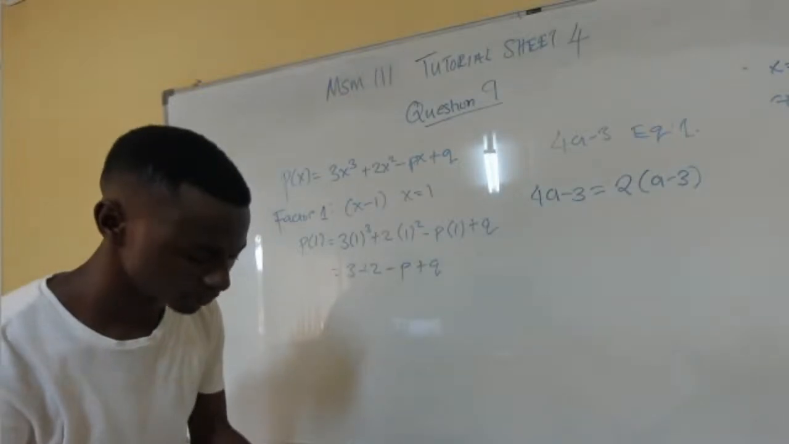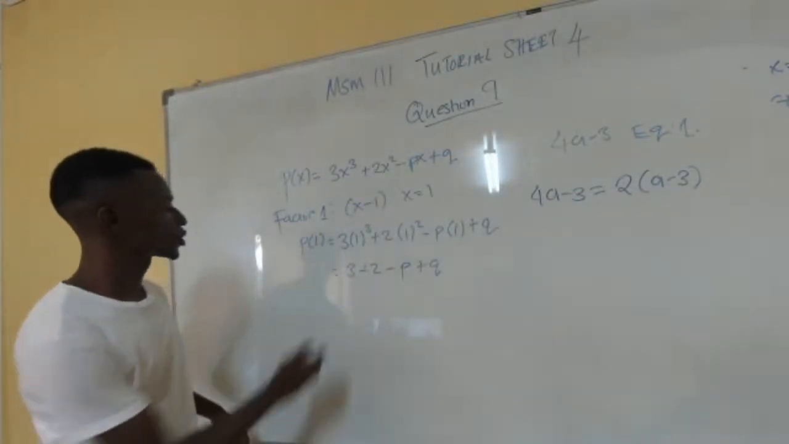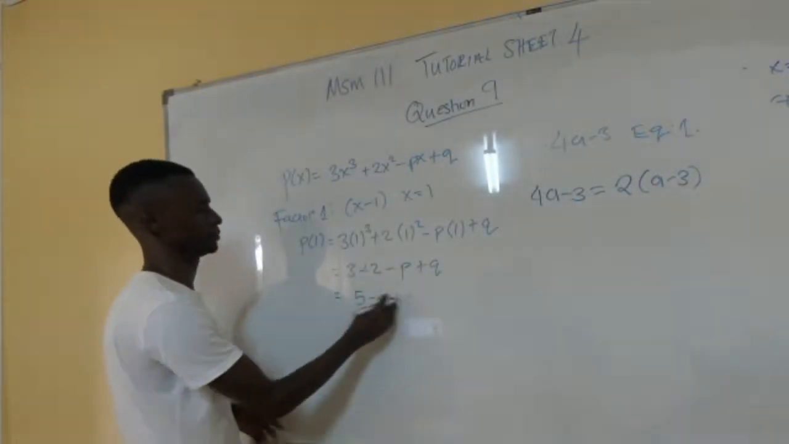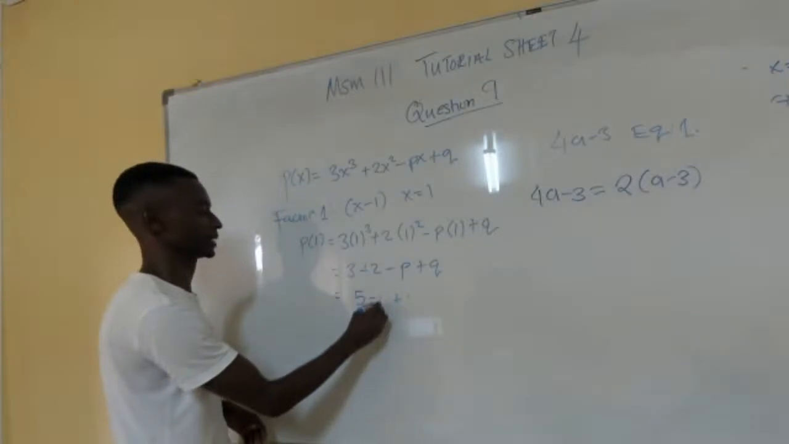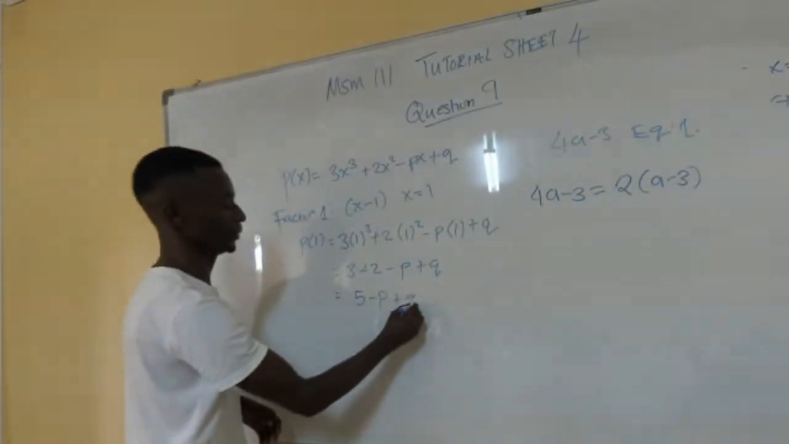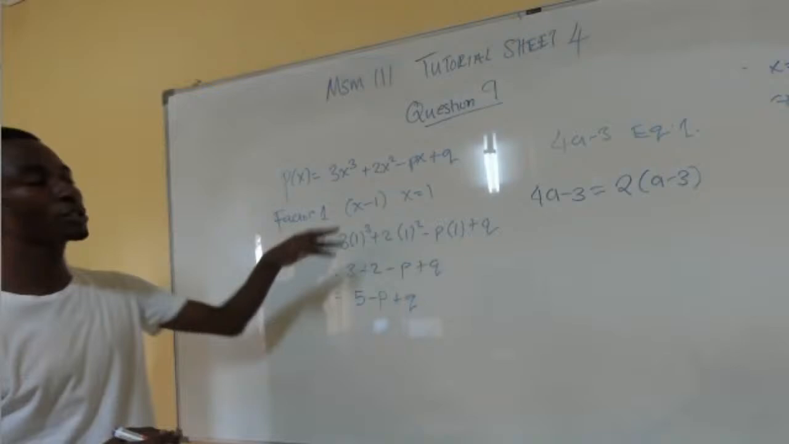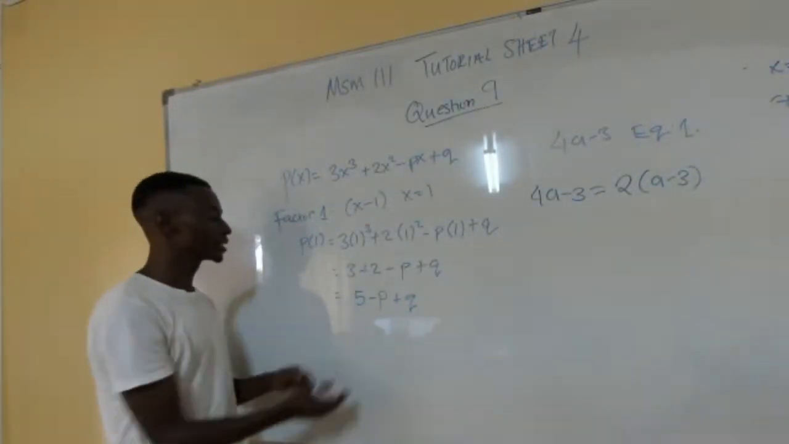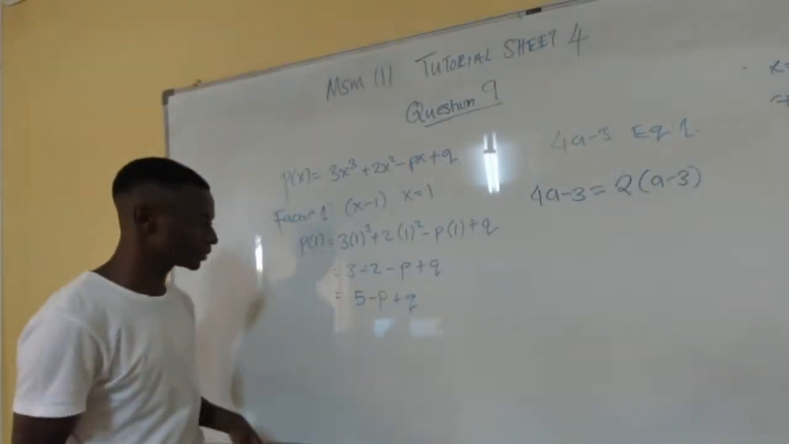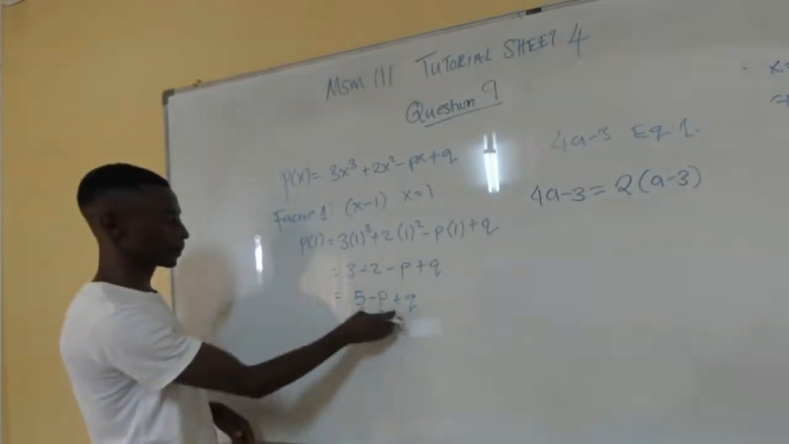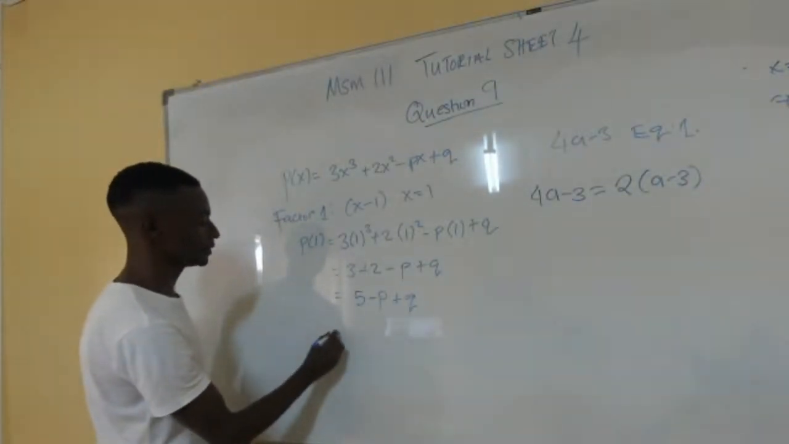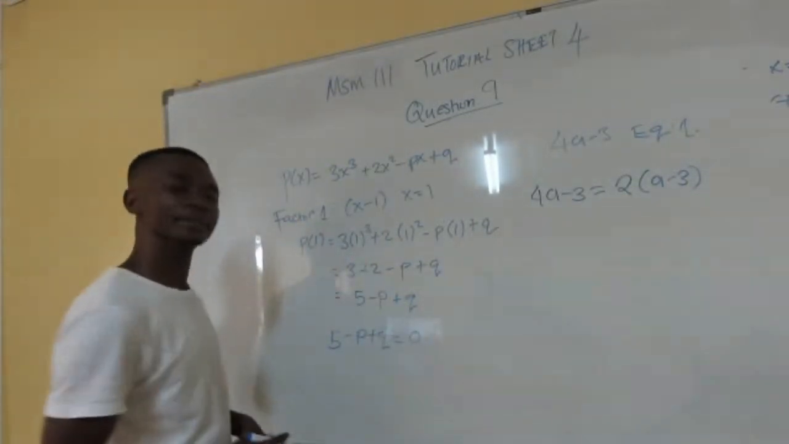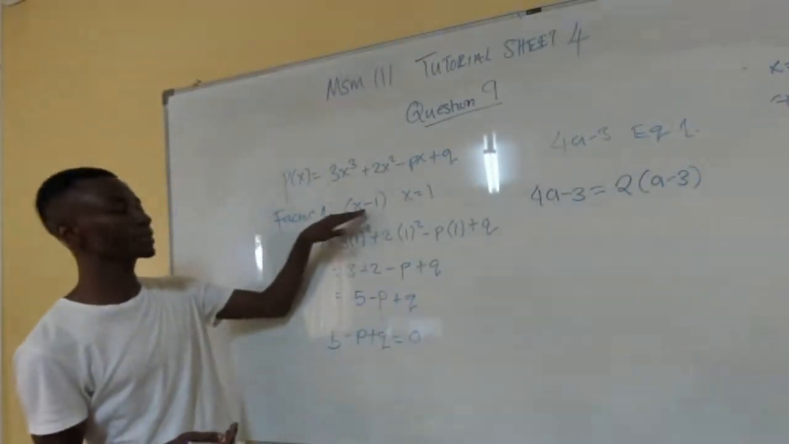So let's proceed. If you add the 2, you're getting 5 here. So 5 minus p plus q. For this one, we're going to apply the factor theorem because the remainder is not given. So we are going to equate this one to 0. Equating this to 0, what are we getting? 5 minus p plus q equal to 0, because the remainder for this one is not given.